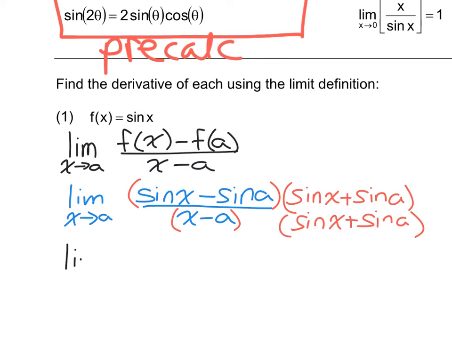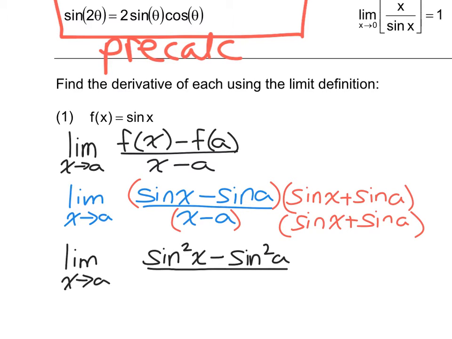All right, so that gave us the limit as x approaches a. The conjugates create a difference of perfect squares, so lots of stuff should cancel out. In this case, we end up with sine squared x minus sine squared a over x minus a times the sine of x plus the sine of a.